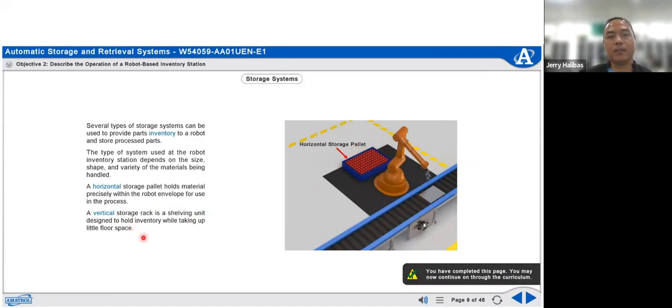Whereas a vertical storage rack is a shelving unit designed to hold inventory while taking up little floor space. That's it for this.